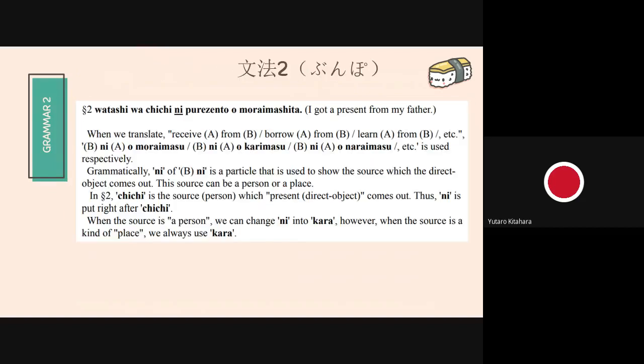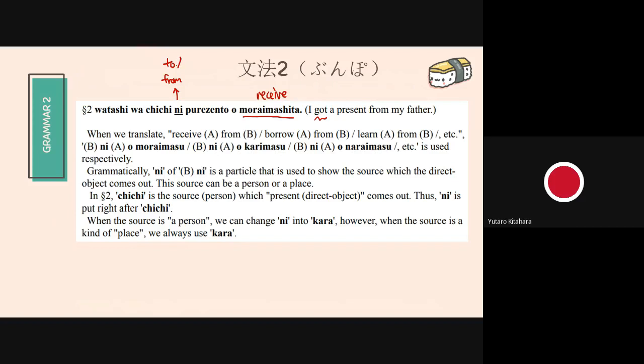Okay, second and the last grammar is the same grammar. Okay, particle ni, just now was to, right? Now particle ni is from. Okay, so your verb here is moraimashita. Received. Received, I got a present, received. Okay, so you see the order is the same, right? Just that because the verb becomes receive, ni becomes from. Just now was to, right?